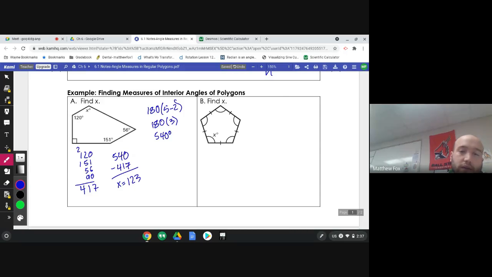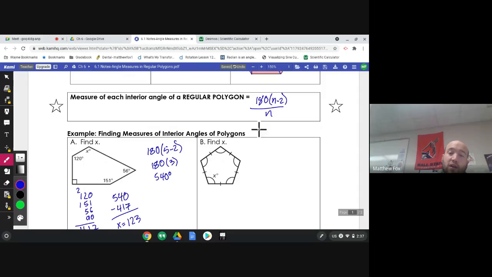123. Now on the next one, as you can see, these arcs tell us that each of these angles are the same. The little lines tell us each of the sides are the same. So if that's the case, it is a regular polygon. We can just use this formula. So 180 times, now we have 1, 2, 3, 4, 5 angles. And it doesn't matter if you count the angles or sides because they'll be the same. Whatever's easier for you to count.